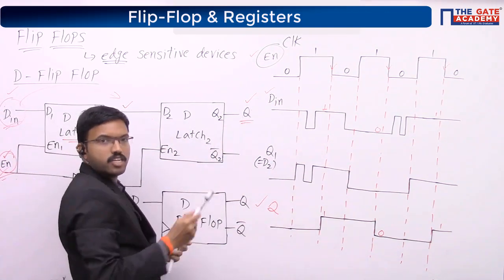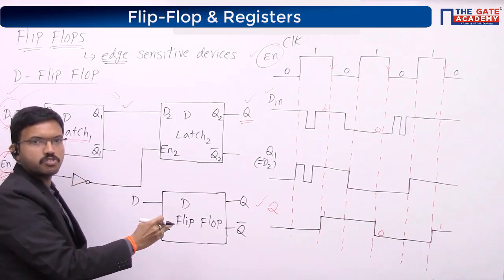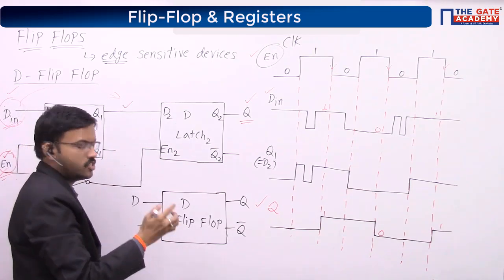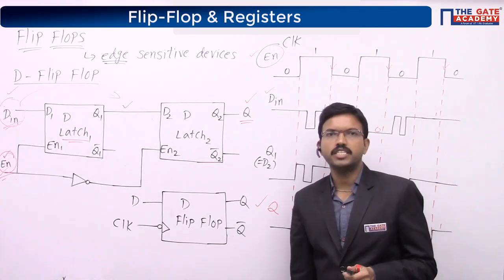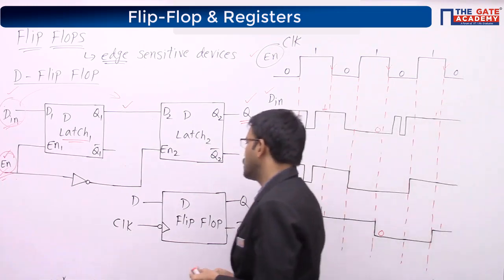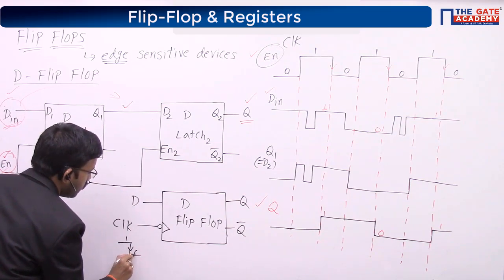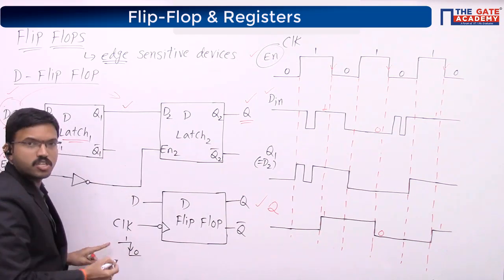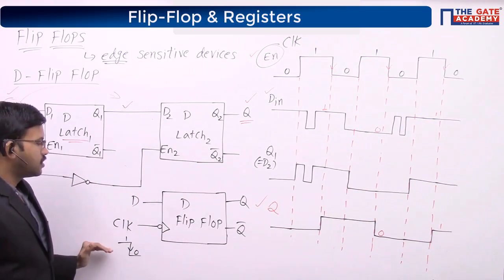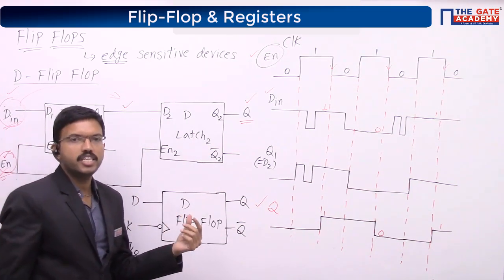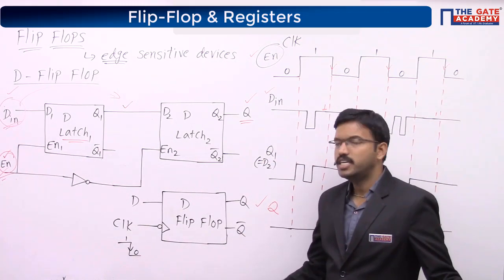Okay, here it is negative edge, so I will put a bubble. If you don't have a bubble, that means positive edge. If you are having a bubble, it is negative edge. So here I am giving the clock signal. This is the negative edge triggered D flip-flop. Negative edge triggered means whenever the clock signal transitions from 1 to 0, that time only this particular flip-flop will respond. Remaining time, whatever the earlier state you are having, it will remain in the same state, like that.